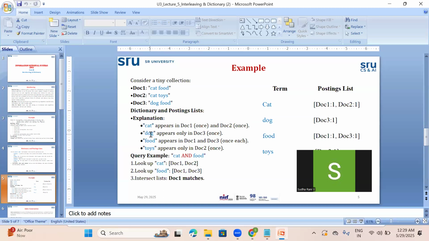Next, take the word dog. Dog appears only in document 3, that is also once. Next word is food.